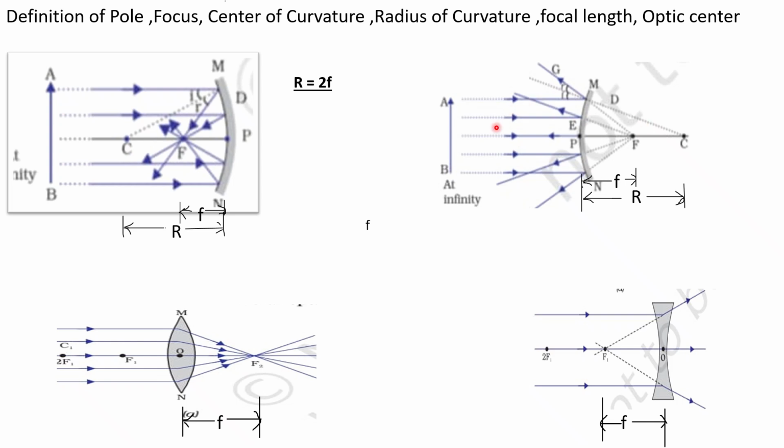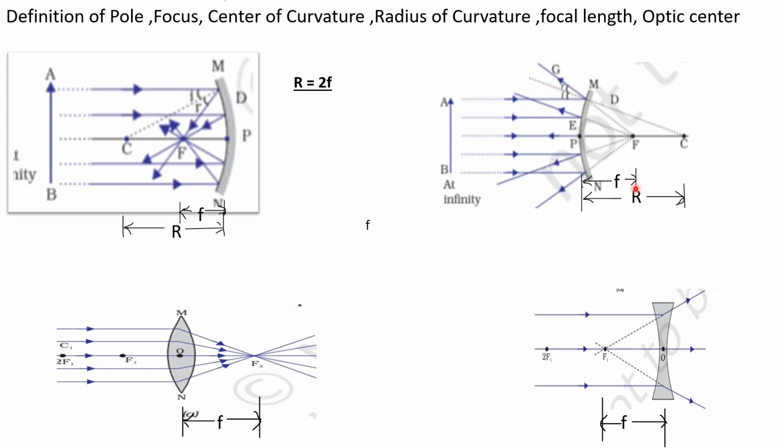Then we will discuss the radius of curvature. Radius of curvature is nothing but the distance between C and P. That is, it is the radius of the sphere of which this reflecting surface is a part. So the distance from C to P is the radius, right, of that bigger sphere. Here also is the distance between C and P, that is the radius. So radius is the radius of the sphere of which the reflecting surface of a spherical mirror forms a part.